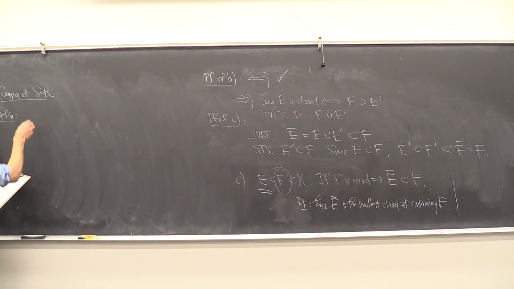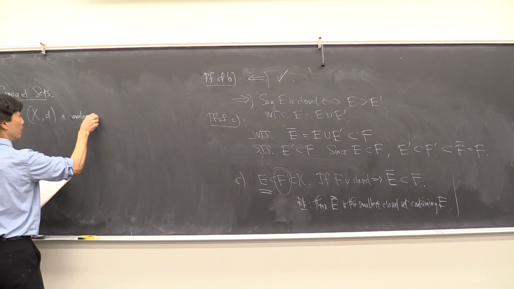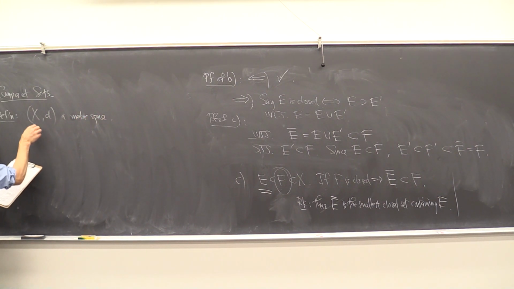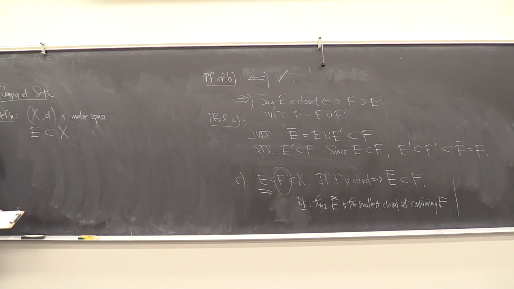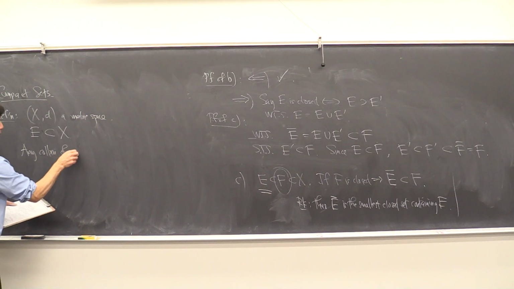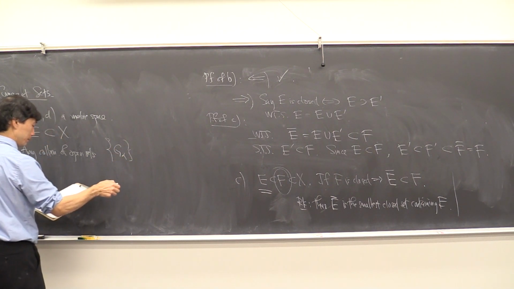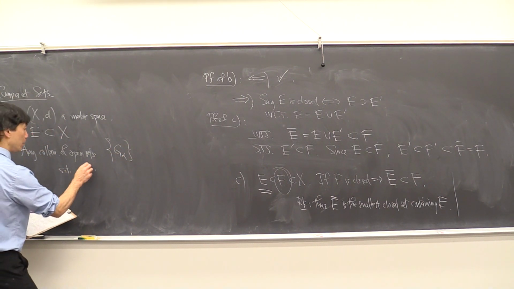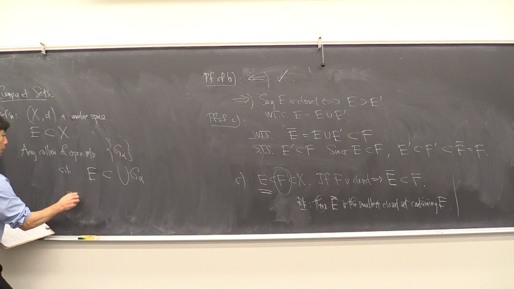You have X, a metric space, and you have some set E contained in X. First we need a transitional definition. Any collection of open sets, G sub alpha, such that E is contained in the union of the G sub alpha, is called an open cover.